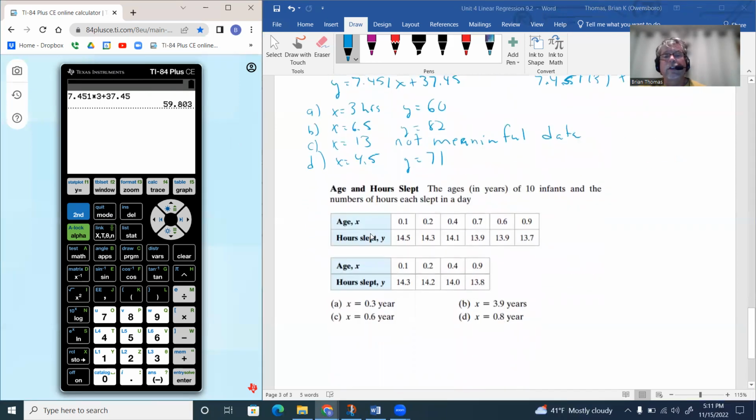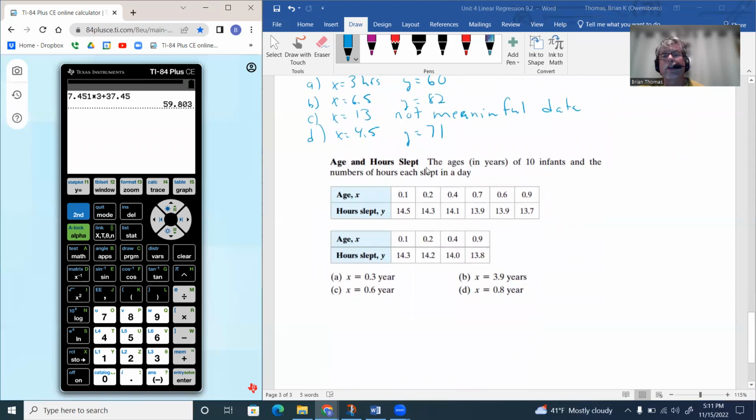So let's look at this next example. Age in hours slept. The age in years of 10 infants and the number of hours each slept in a day. So we have 0.1. Notice how they're doing these with respect to years. So this would be some type of months, if you will. So 0.2 years. So we're not 1 year olds yet, but notice that 0.9 is getting pretty close to a 1 year old.